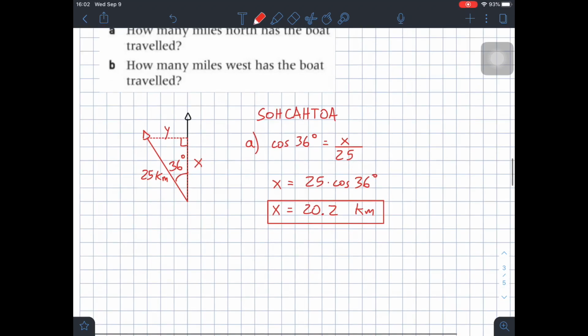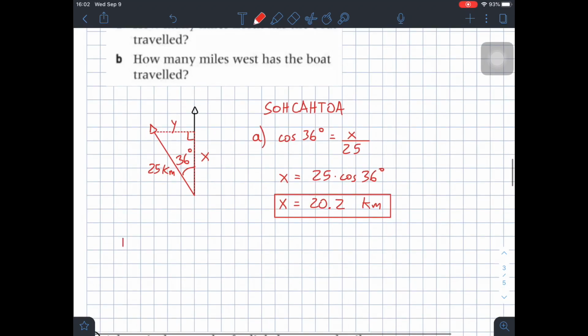And to find, for part B, the distance traveled west, we're going to do the same thing, but now instead of cosine, we need to apply sine, right? Because we're finding the opposite side. So this would be sine of 36 degrees is equal to opposite, which is y, over hypotenuse, which is 25.